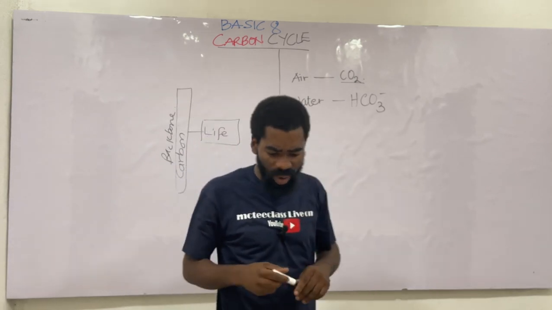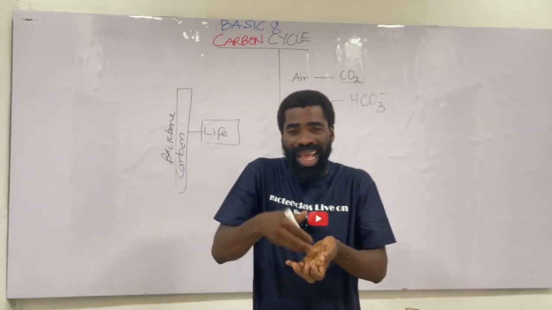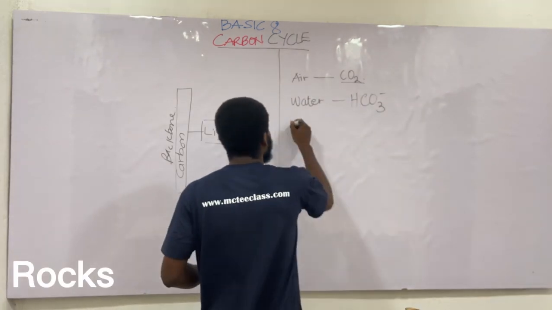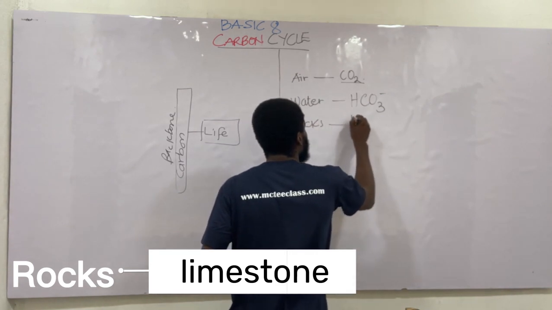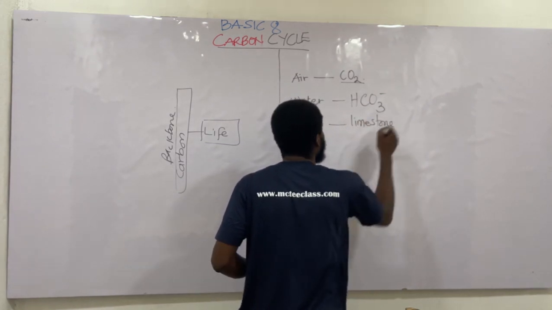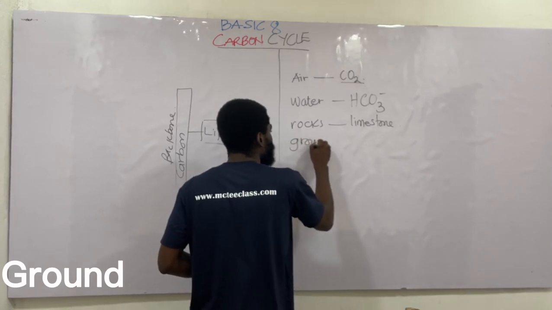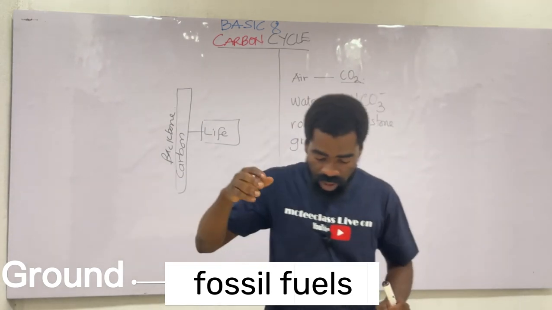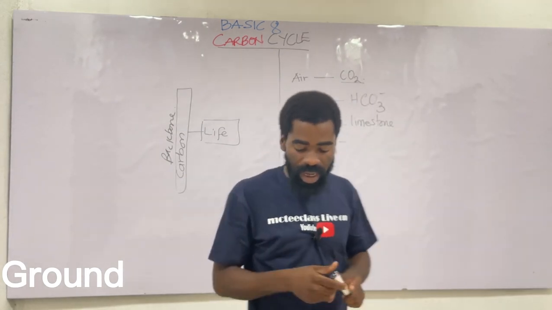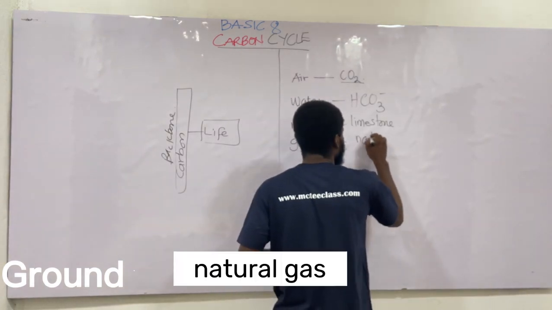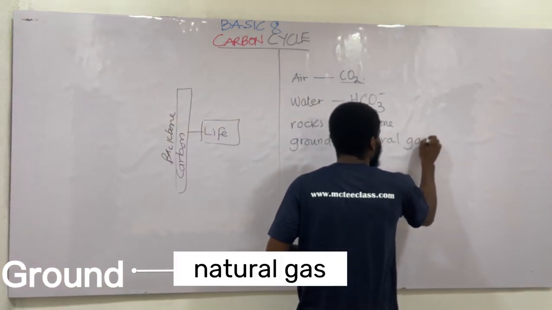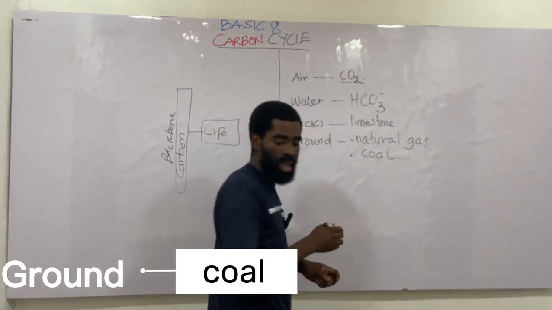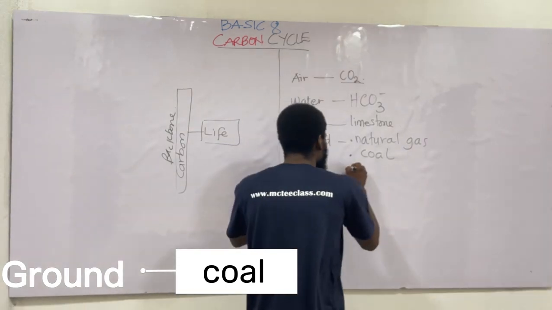And once again, when you come to rocks, carbon exists as limestone. Then in the ground, in the earth, that is where it exists as fossil fuels, which are petrol, coal, and natural gas. These are the forms in which carbon exists.